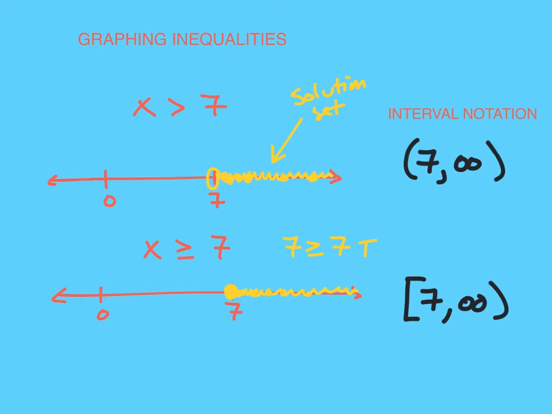What I'm trying to show you is that no matter if I use inequality notation, a graph, or interval notation, I'm saying that my solutions are going to be larger than 7, so in between 7 and positive infinity, or bracket 7 and positive infinity for this. So hopefully that all makes sense.